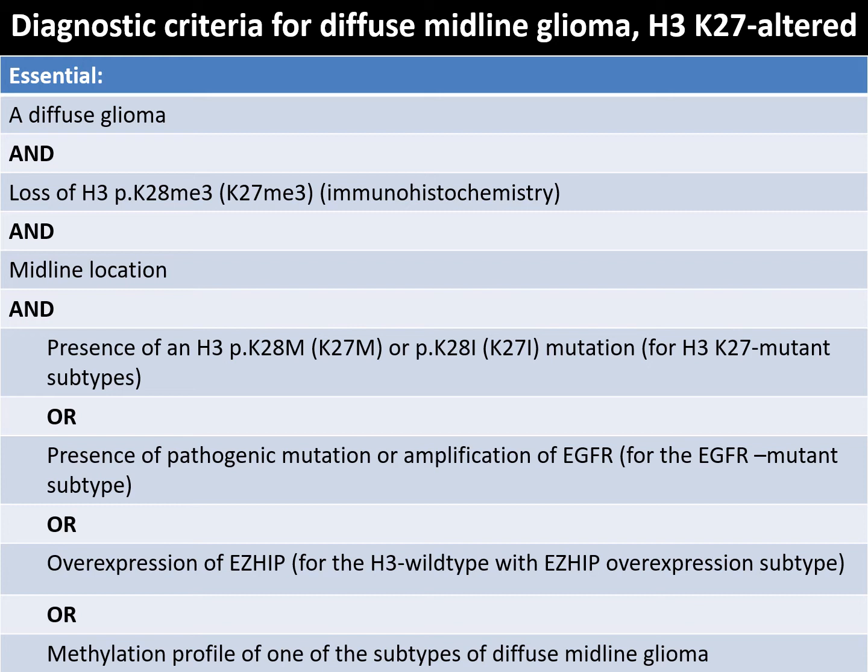The diagnostic criteria for diffuse midline glioma, H3K27 altered, are: the essential criteria is that it should be a diffuse glioma and there should be loss of H3K27Me3 on immunohistochemistry, and the location should be midline, and presence of H3K27M mutation should be seen, or a mutation of other subtypes must be observed, or presence of pathogenic mutation or amplification of EGFR for EGFR mutant subtypes, or overexpression of EZHIP should be seen when the tumor is histone wild type with EZHIP overexpression, or we can do a methylation profile, where one of the subtypes should come positive.